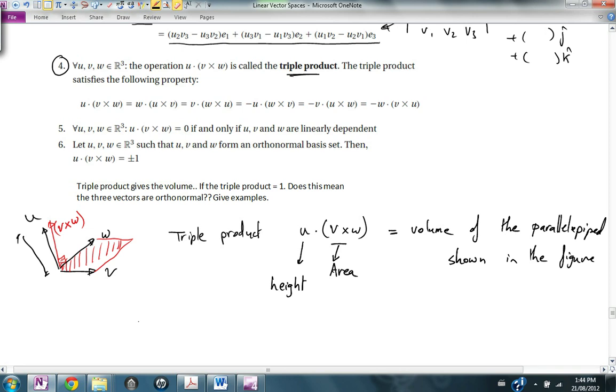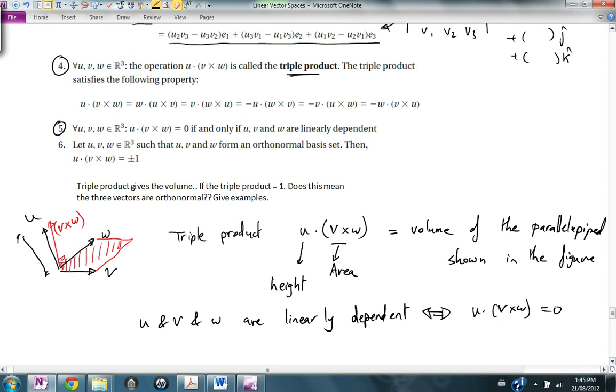Which means if U, V, and W are linearly dependent, the area is zero, or the height is zero. Therefore, U dot V cross W will be equal to zero. So again, if they're linearly dependent, the triple product is zero.